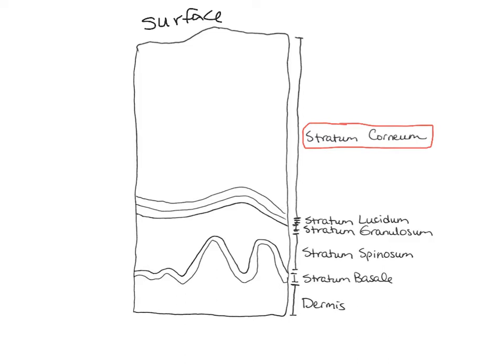So stratum means layer. So each of the layers of the epidermis are going to start with stratum, because that just means layer, right? And then underneath that, we have a layer that's called the stratum lucidum. Underneath that, we have a layer called the stratum granulosum, then the stratum spinosum, then the stratum basal. I always like to say basal, but I think it's basal, because you think of basal carcinoma.